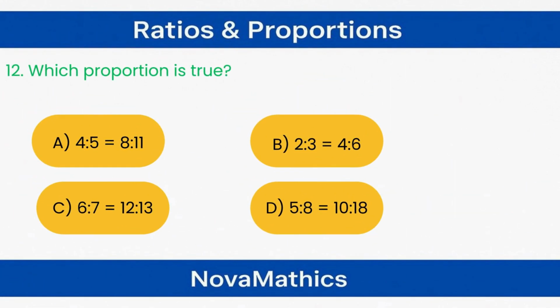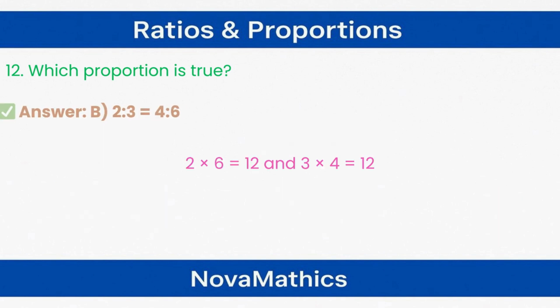12. Which proportion is true? Correct answer is B. 2 times 6 and 3 times 4 both equal 12. The proportion is true.